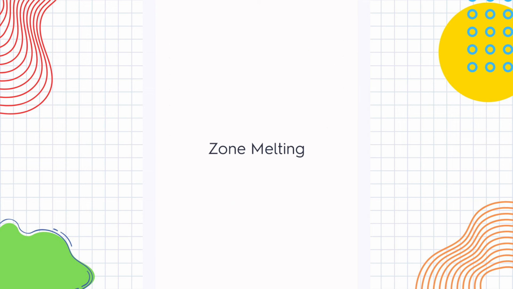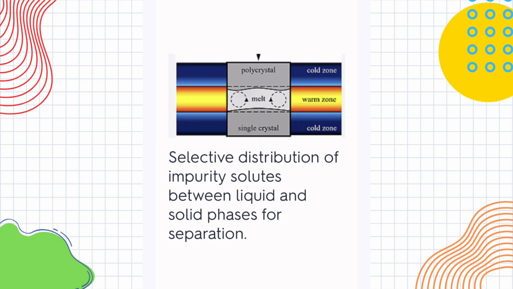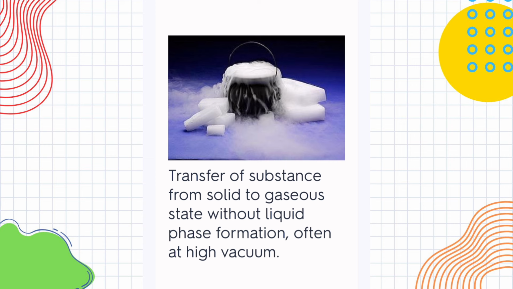Zone melting. Selective distribution of impurity solutes between liquid and solid phases for separation. Sublimation. Transfer of substance from solid to gaseous state without liquid phase formation, often at high vacuum.